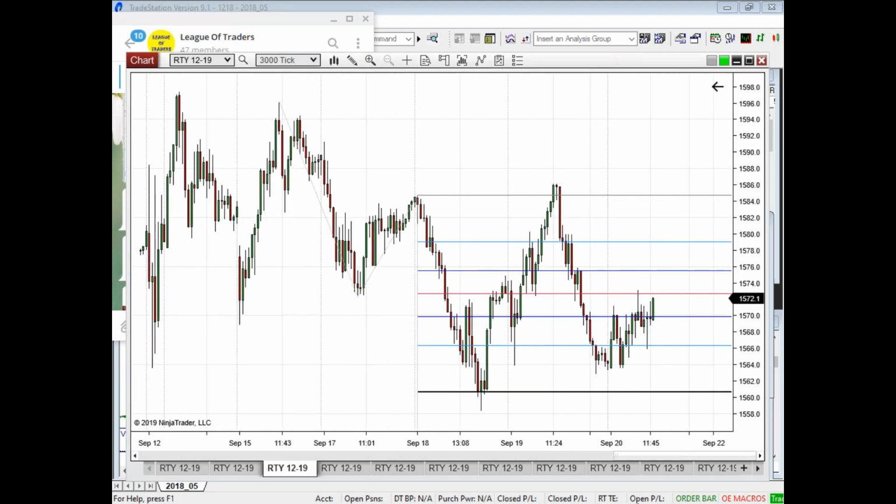So here's the 3,000 tick chart. You can see this can kind of chop around. The momentum was really strong on the downside here. You can see another example of that measured move using those impulse waves.